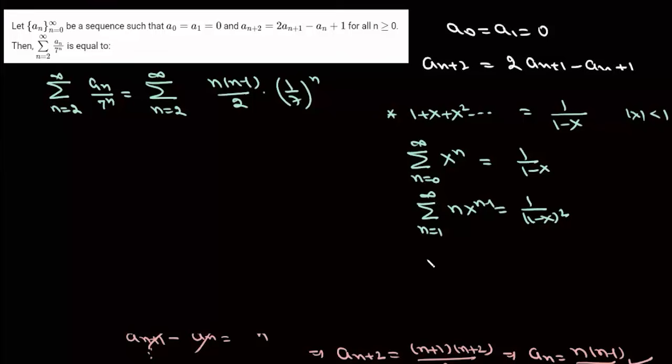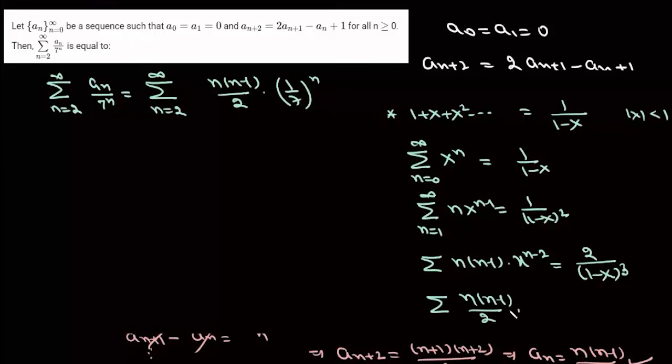And if we differentiate this again, we can write this summation (n minus 1) x to the power n minus 2 will be equal to this minus 2 minus 1. So there'll be 2 upon (1 minus x) cube. Now we need (n minus 1) by 2 into x to the power n, so we'll multiply by x square. So we can write (n minus 1), we'll divide by 2, and we'll multiply x square. So there'll be x to the power n. So it'll be this, x square upon (1 minus x) cube, where n varies from 2 to infinite, which is the series that we need.